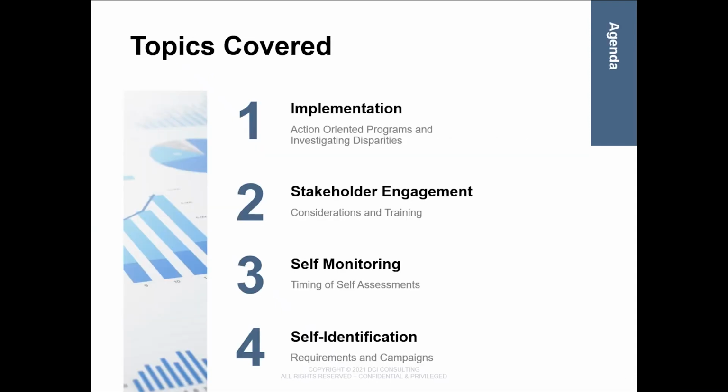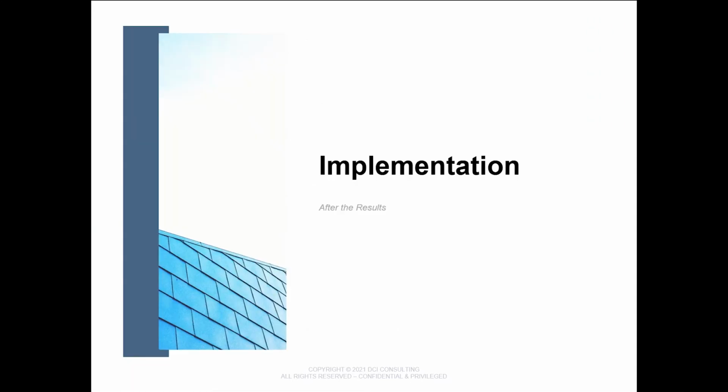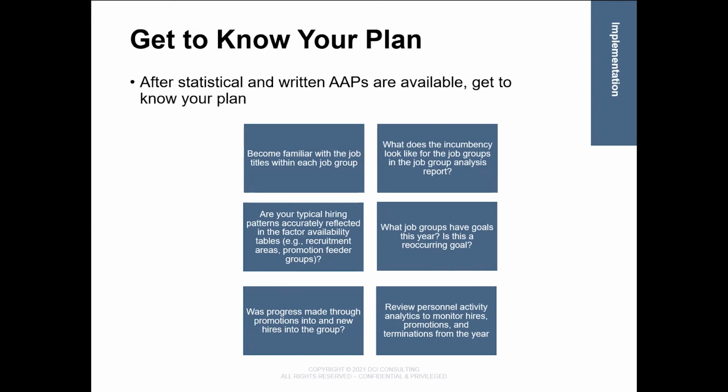In this training module, we will cover the implementation of the Affirmative Action Plan, stakeholder engagement, self-monitoring, and self-identification. First, we will discuss implementation and what contractors should focus on after they receive the results of their Affirmative Action Plan. So, after you receive your plan, you should become acquainted with the results.